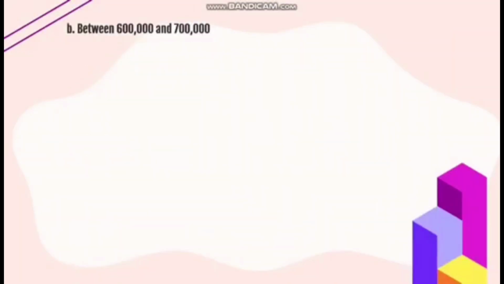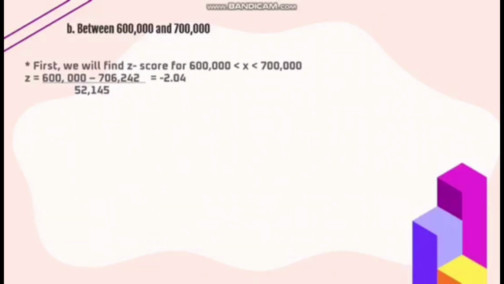We are now in B, between 600,000 and 700,000. First, we will find z-score for 600,000 less than x less than 700,000. Z is equal to 600,000 minus 706,242 all over 52,145. And that is equal to negative 2.04.